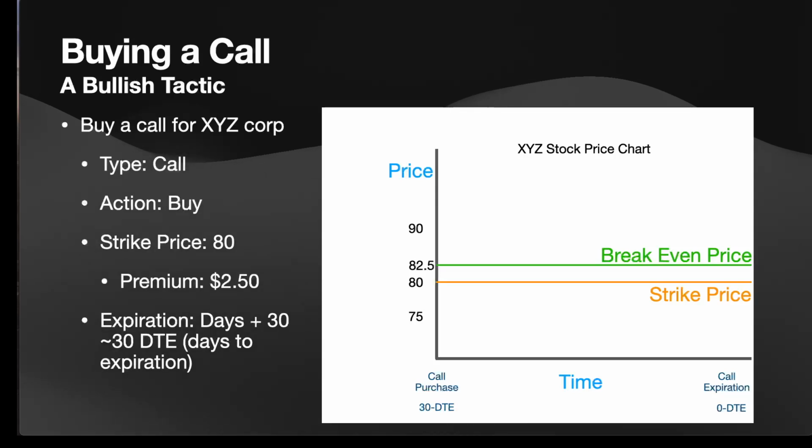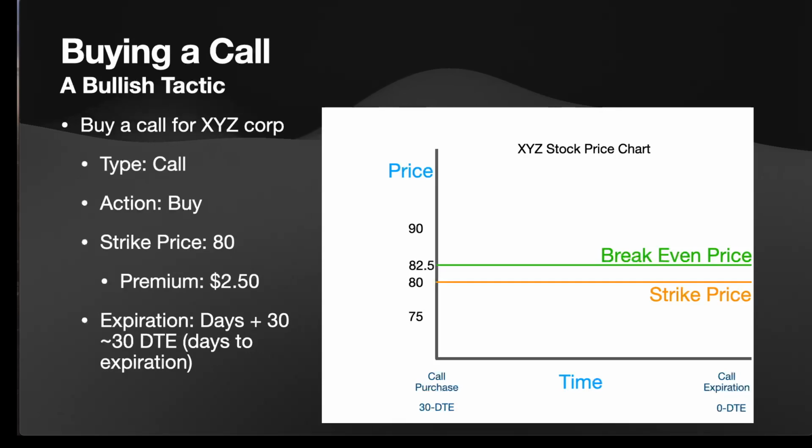So what's the type of option? It's a call. The action we're going to be taking is buying. The strike price is 80. We talked about that before. The premium is $2.50. So for 100 shares, that means it's going to cost me $250, right?